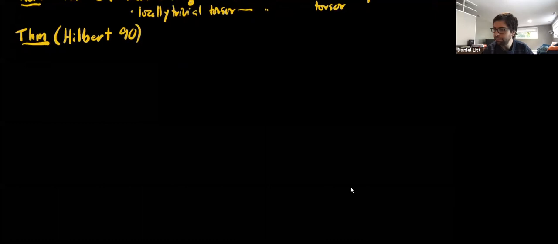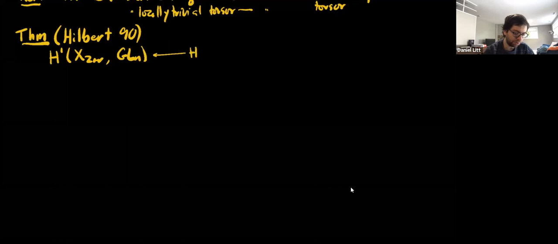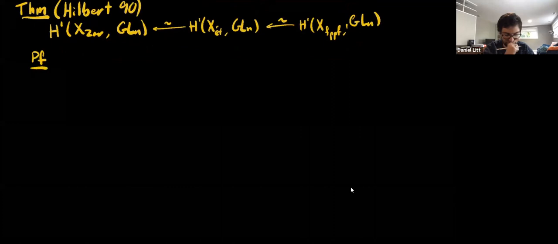you can look at locally trivial torsors for the group GL_n on the Zariski site of a scheme X. There's a map to this from locally trivial torsors for GL_n on the étale site of X, and there's a map to this from locally trivial torsors on the small fppf site of X for GL_n. And the theorem is that all of these maps are isomorphisms. So let's remind ourselves what the proof was.